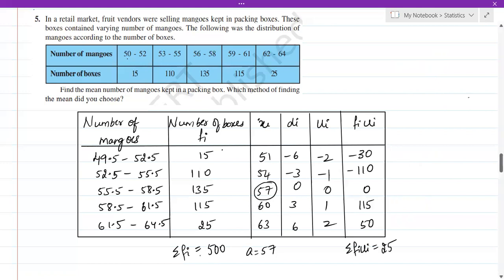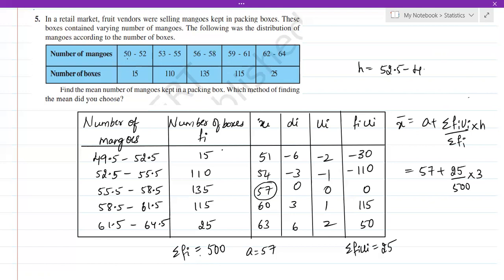And let's use the formula. X bar is equal to A plus summation fiui divided by summation fi, into h. h is the class size. The A value is 57, plus summation fiui is 25, divided by summation fi is 500, into class size 3. We found this earlier: h is upper limit minus lower limit, 52.5 minus 49.5, that gives you 3. That is the value of h.